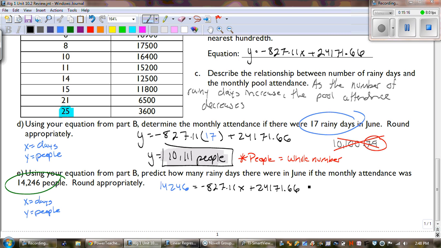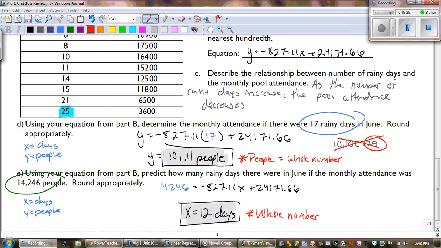Okay, go ahead and pause the video and solve. Okay, and when you do this, you should be getting 12 days. Okay, and once again, we don't say that, oh, it only rained half the day. It still rained that day. Okay, so it's a whole number because it's still going to affect the attendance of the pool.